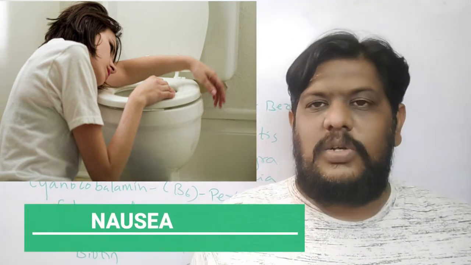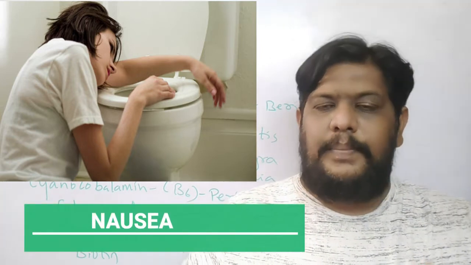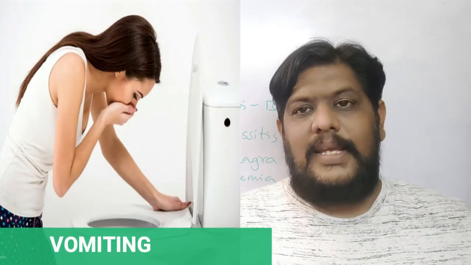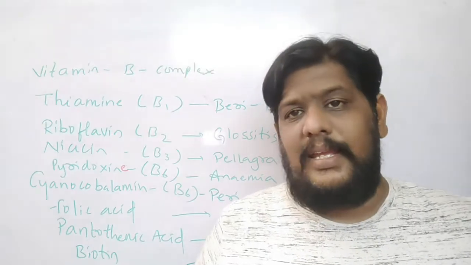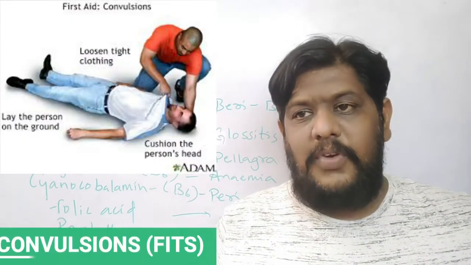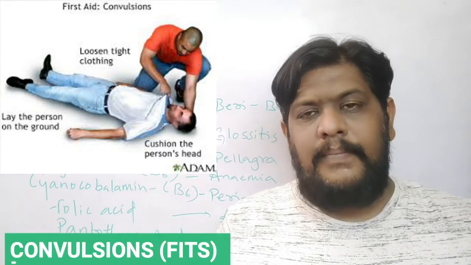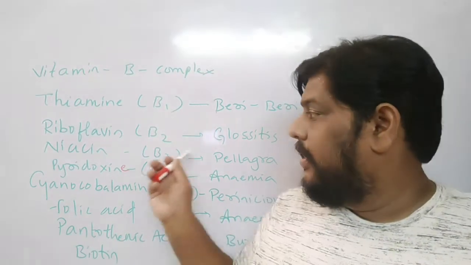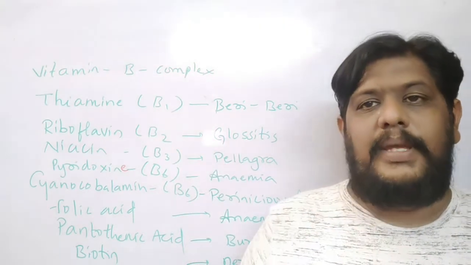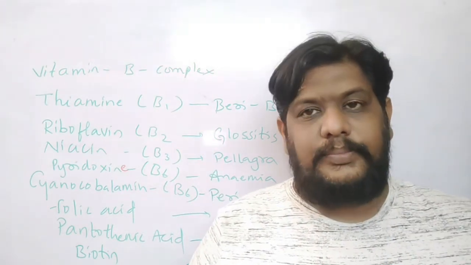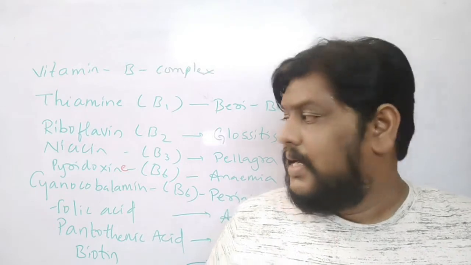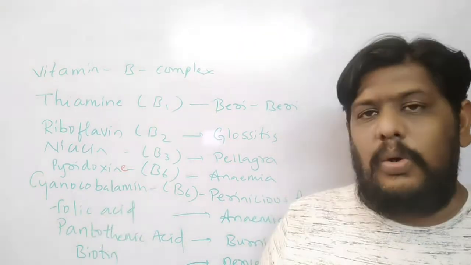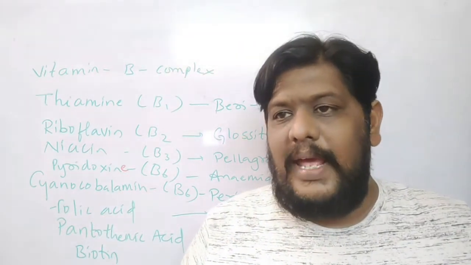Not only sensation to vomit, that is nausea, but also the people suffer from vomitings. And also you can see convulsions here again, that is fits. Okay, if you don't take the pyridoxine properly, then all these are the different problems, including anemia. Okay, and then coming to the next, cyanocobalamin, which is also called B12.